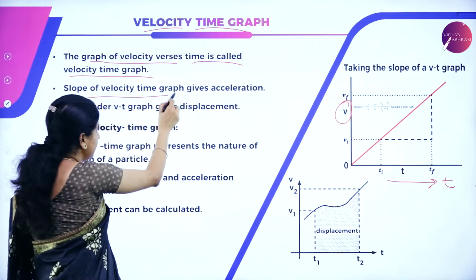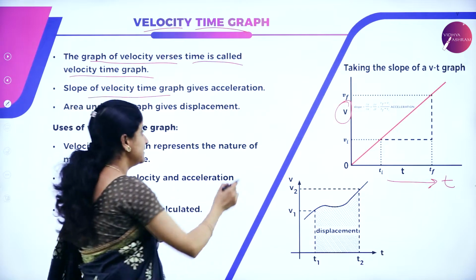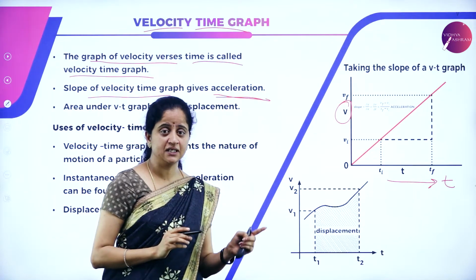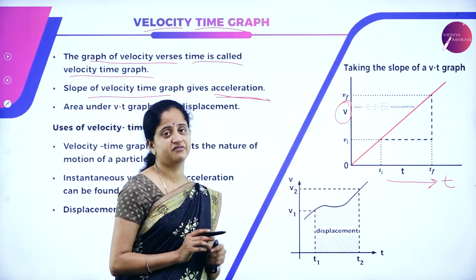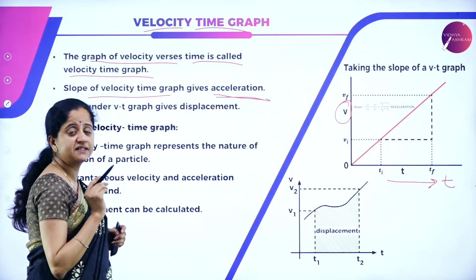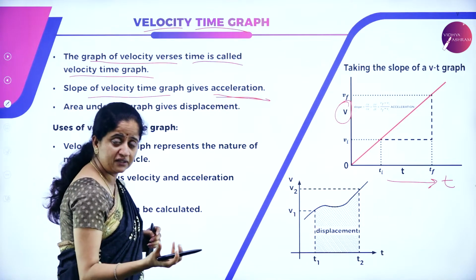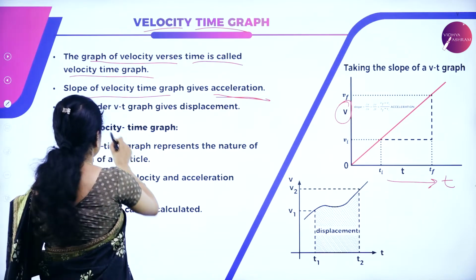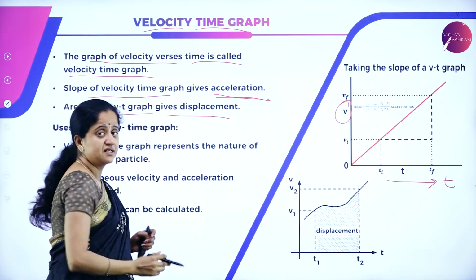The slope of the velocity time graph gives acceleration. The slope of the position time graph gives velocity. The slope of the velocity time graph gives us acceleration. So this is the significance of the velocity time graph. What do we get by taking the slope of the velocity time graph? It is acceleration. So the area under the VT graph gives displacement.